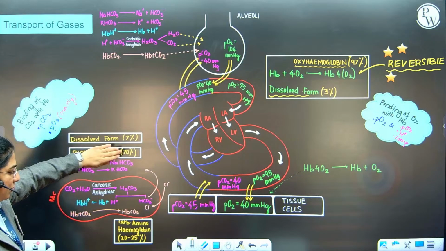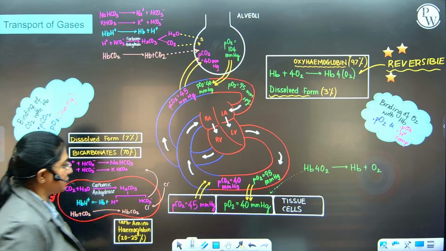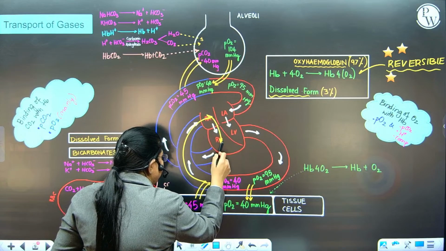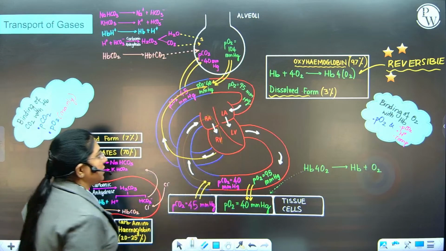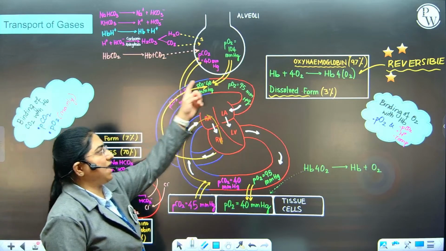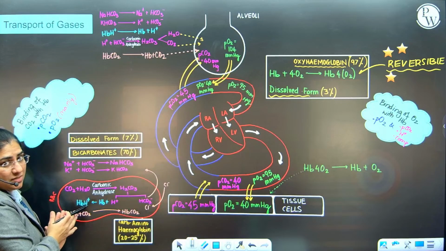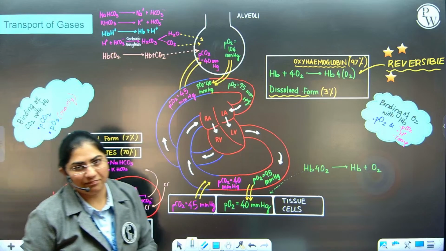Now in bicarbonate 70%, 20 to 25% carb-amino-hemoglobin, 7% dissolved form. It enters into the right atrium, from there to the right ventricle, from there deoxygenated blood via pulmonary circulation, we know, goes to the alveoli. Whatever reaction took place here will all happen in a reverse manner at the alveoli.